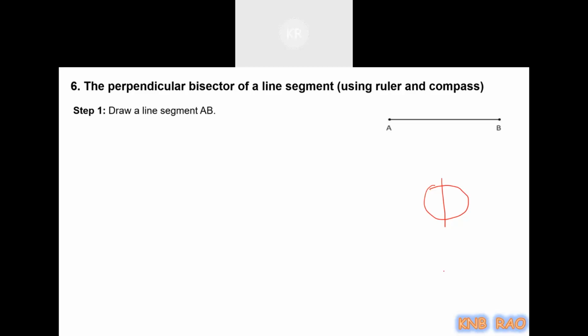Okay, right? Now you come to this, even a line segment AB. I have taken a line segment AB, right? I can cut this into two equal parts with the help of a line. That line acts as a bisector.